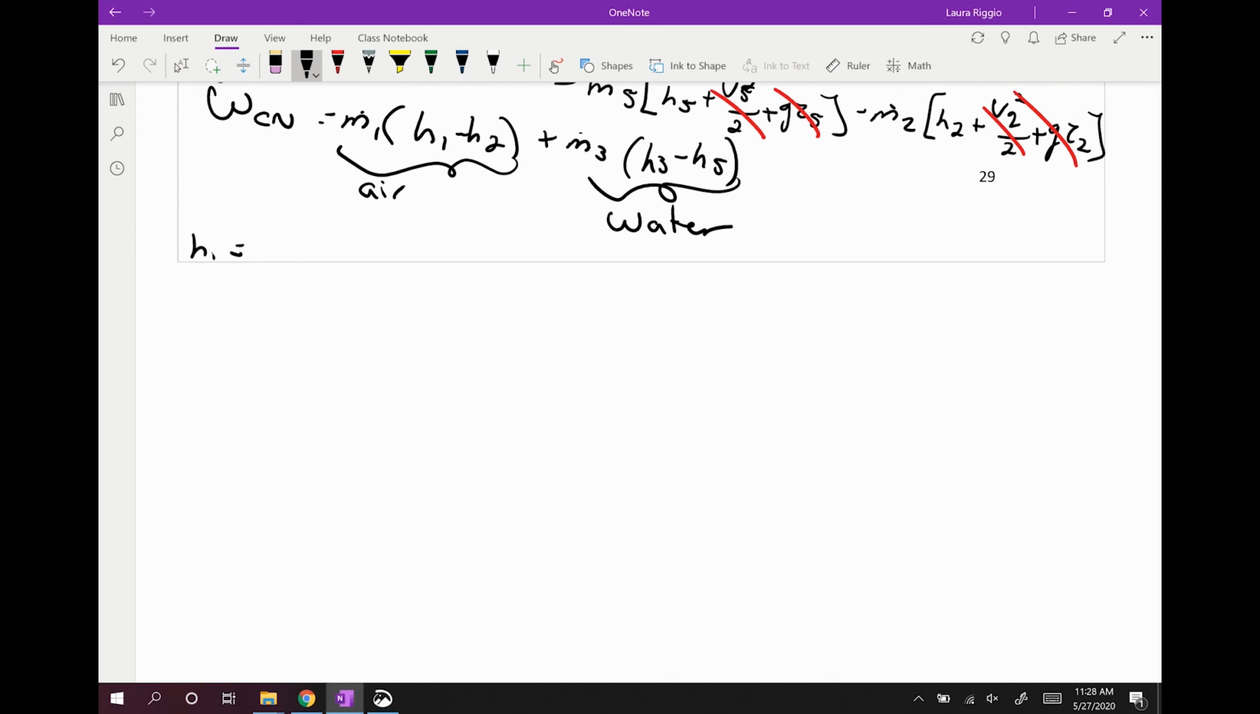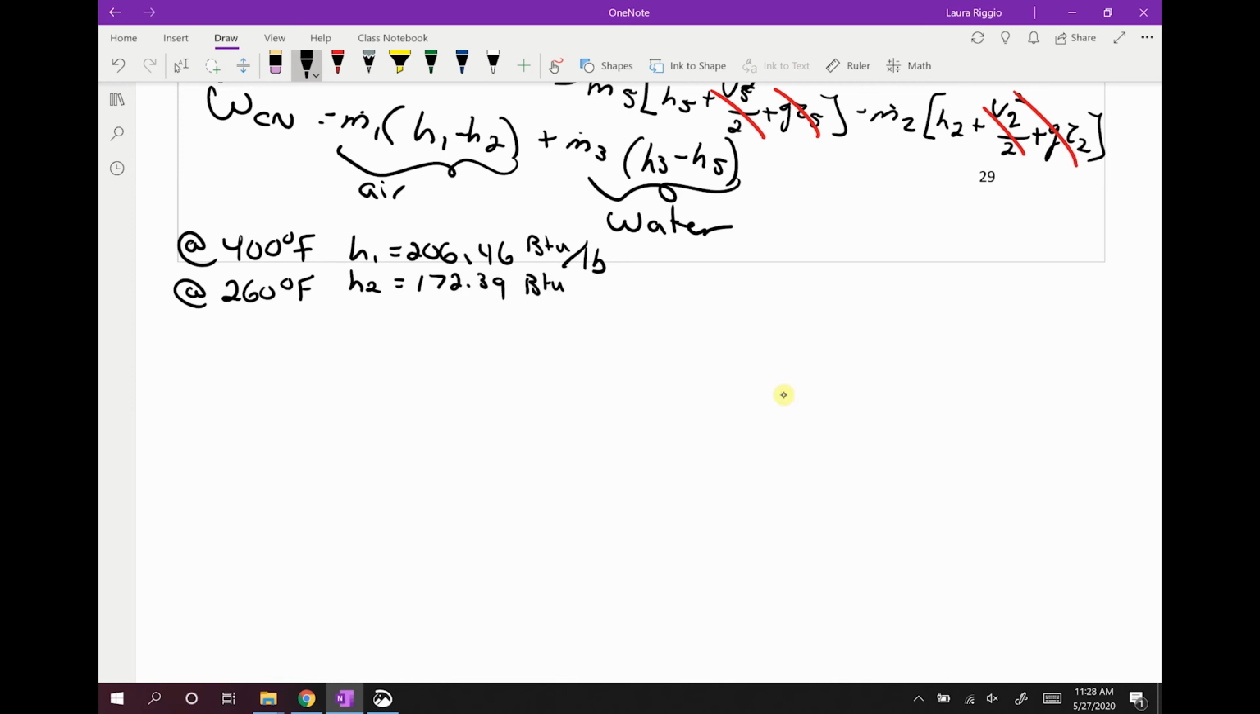So H1 at 400 degrees Fahrenheit, H1 is equal to 206 BTUs per pound, and at 260, H2 is equal to 172.39.